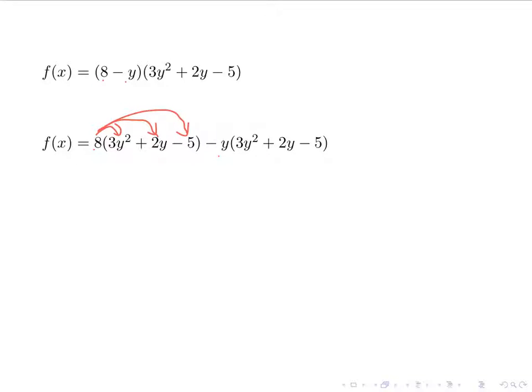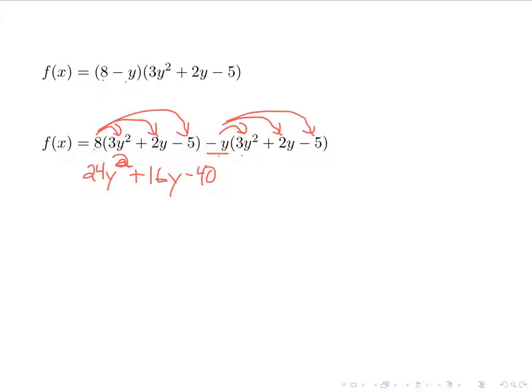So 8 times 3y squared is 24y squared. That's a square. 8 times 2 is 16y. 8 times a negative 5 is negative 40. Now this distribution, I'm going to have to distribute the negative and the y.